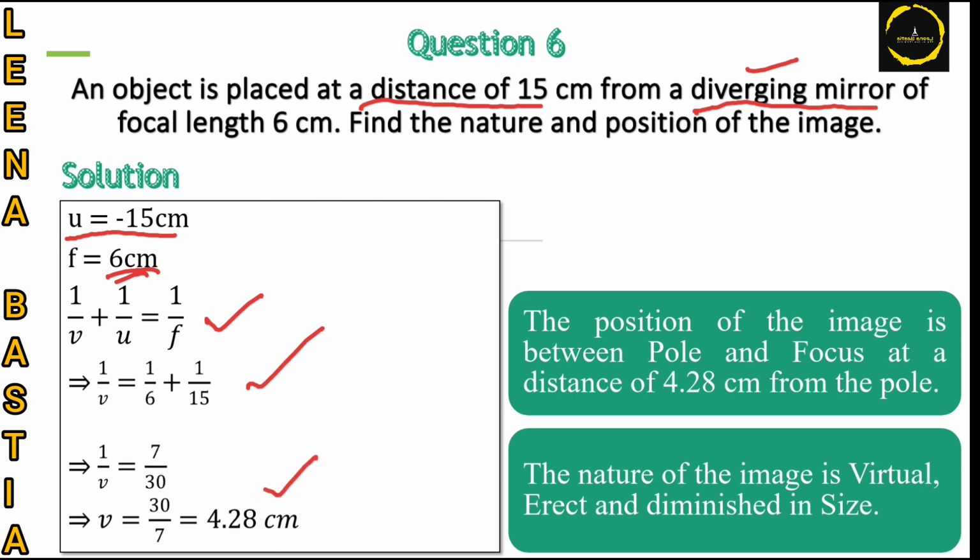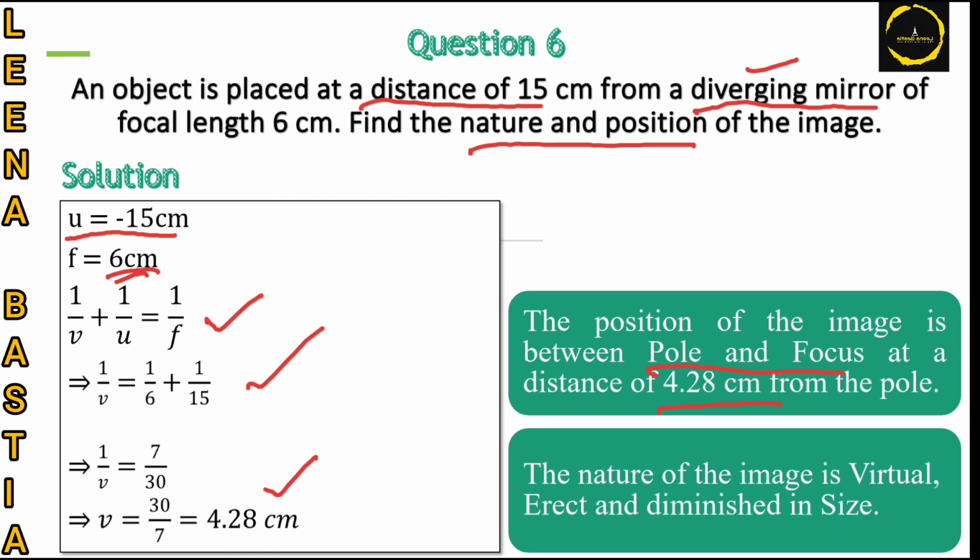Just calculate it, find the answer, and then write whatever is asked. First of all, the nature and position of the image is asked. So let us write the position. The position of the image is between pole and focus. Again, you can mention whether it is in front of or behind the mirror. Here you can write 4.28 centimeter. It is a diverging mirror, so it is always behind the mirror. So 4.28 centimeter behind the mirror.